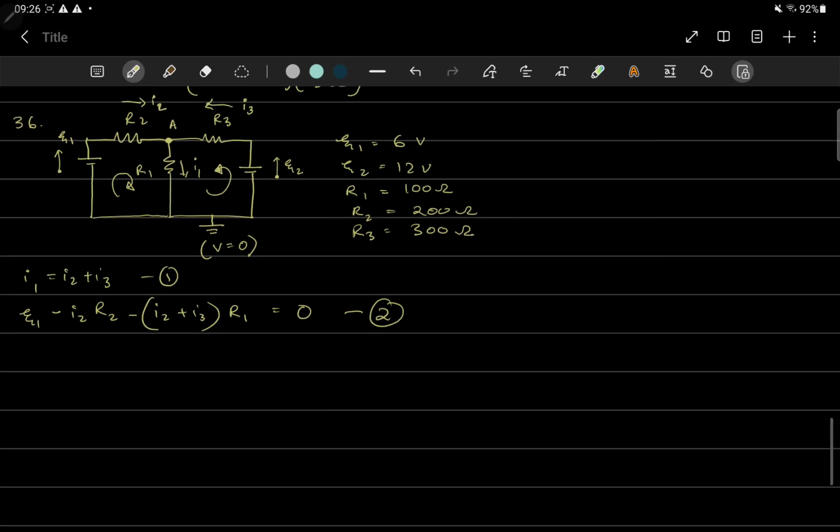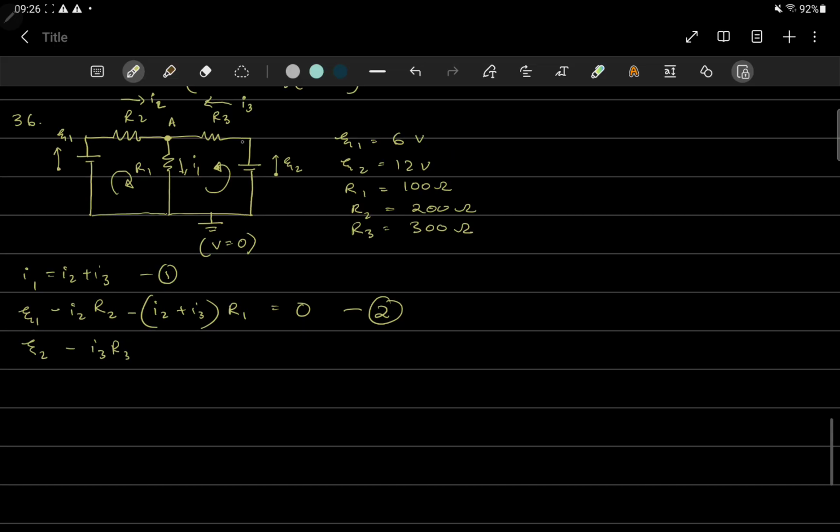Now the second loop, again, I can use this, and since I'm taking the loop in the direction of EMF2, this is going to be EMF2 minus, you see I3 is in the direction of the loop, so I3 R3, and then again you come around and you have I1 again in the direction of the loop, so therefore this will be an I1 R1, except I can now write I1 again as (I2 plus I3) R1, and this will close the loop as such.